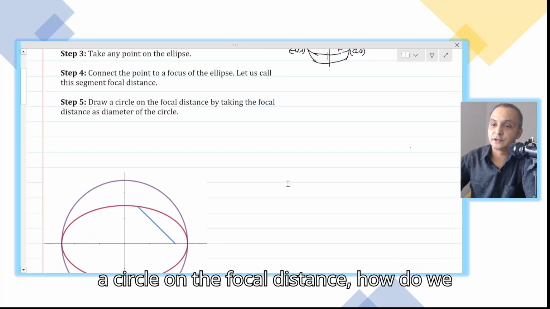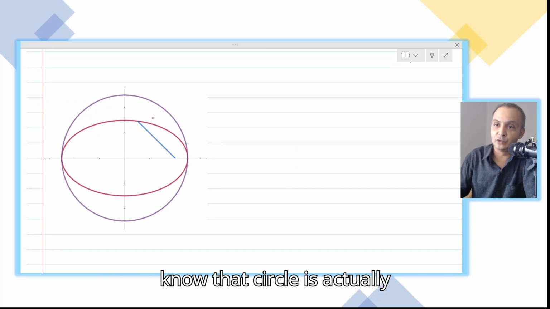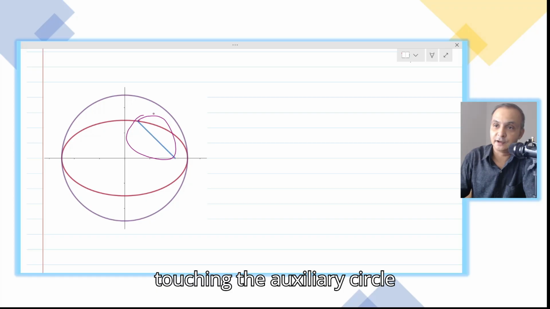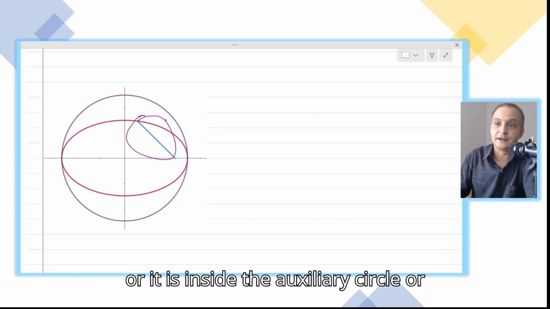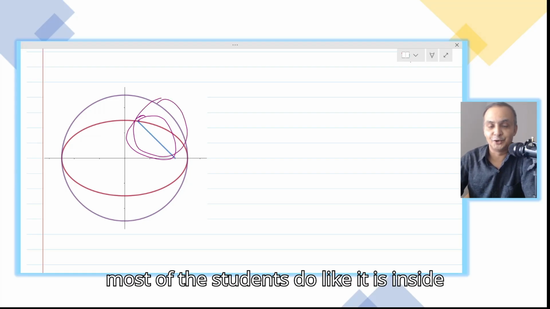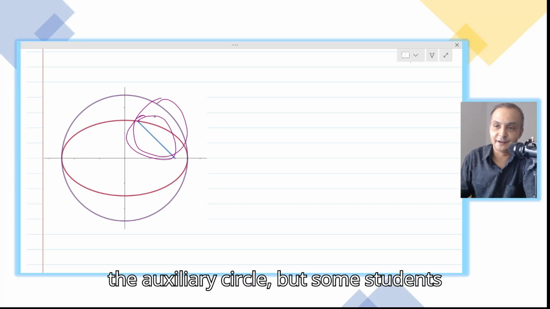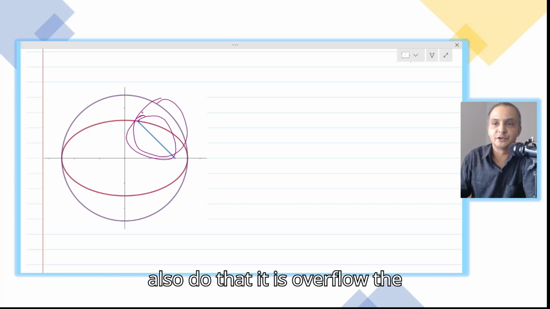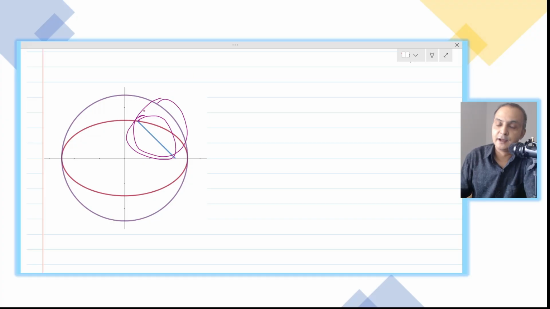So when we draw a circle on the focal distance, how do we know that circle is actually touching the auxiliary circle, or it is inside the auxiliary circle, or it is outside the auxiliary circle? Most of the students drew it inside the auxiliary circle, but some students also drew that it overflows the auxiliary circle.